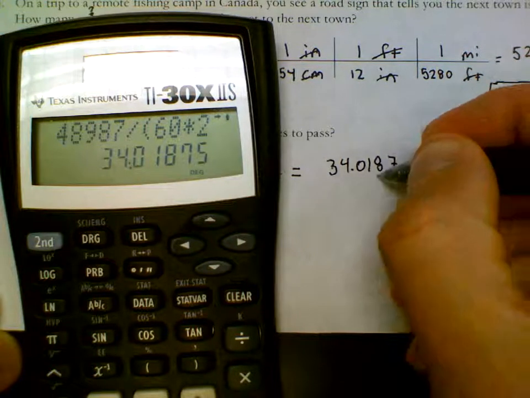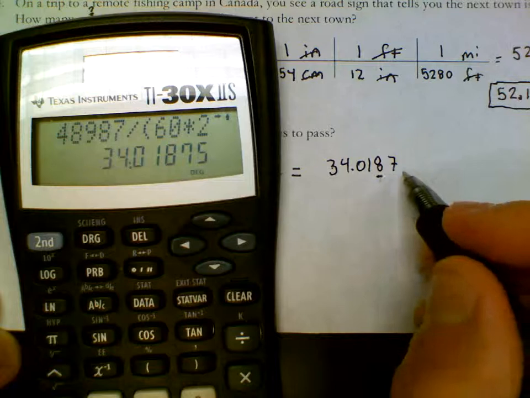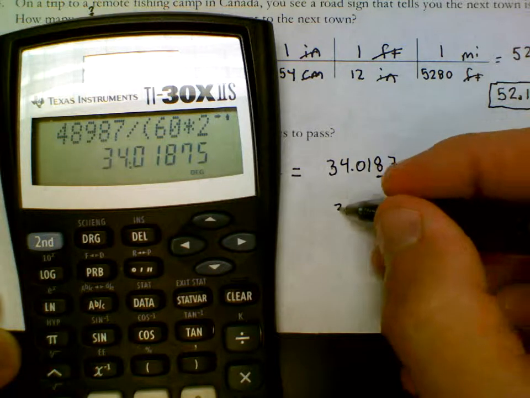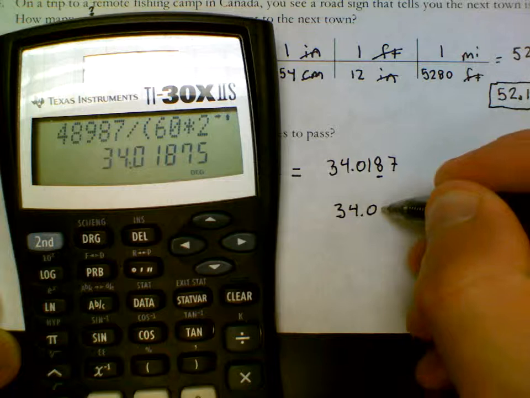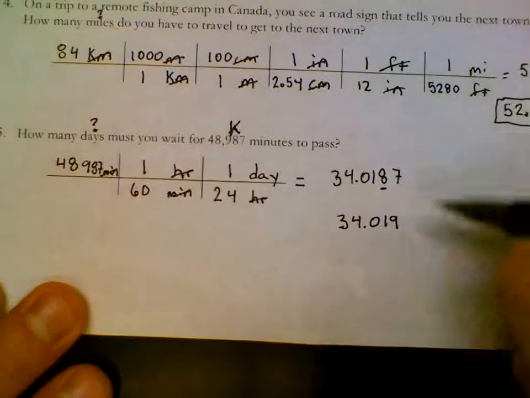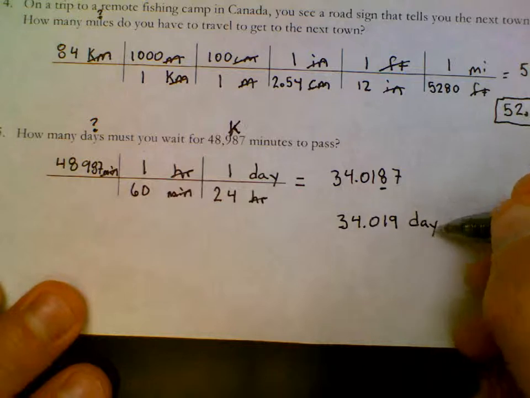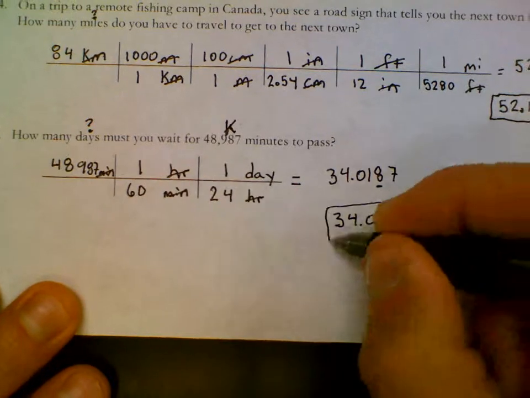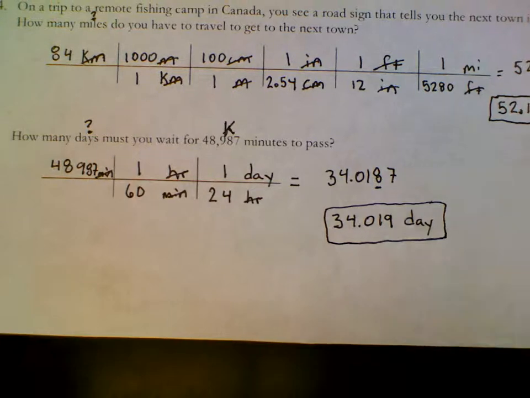34.0187. 3 digits past the decimal is an 8, trailed by a 7. The 8's going to round up. And then my unit will be day. Box our answer so we can find it. It's the first half of this worksheet.